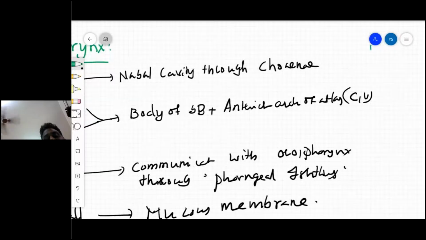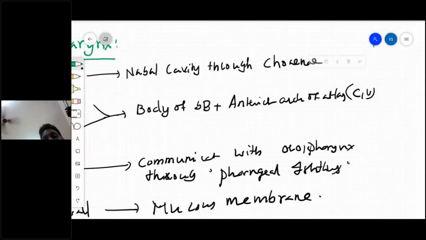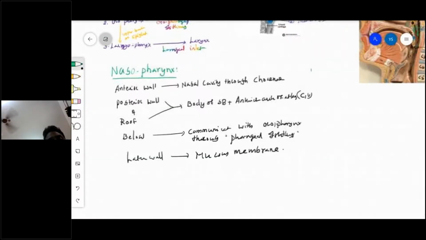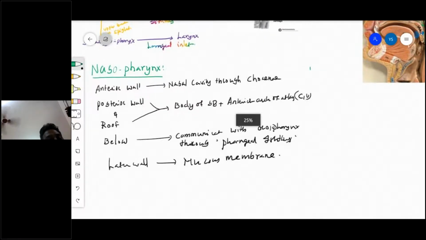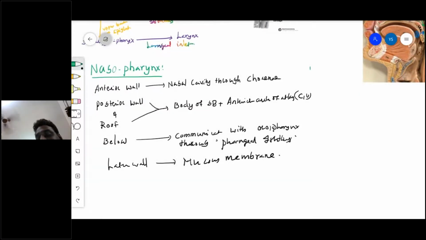Again, I tried to write the features of nasopharynx in the notes. So at the roof and the posterior wall, what we have seen, at the roof and posterior wall, I told you one tonsil. Name that tonsil. Any one of you? Name the tonsil at the roof. Any one of you? Very good. Nasopharyngeal tonsil.